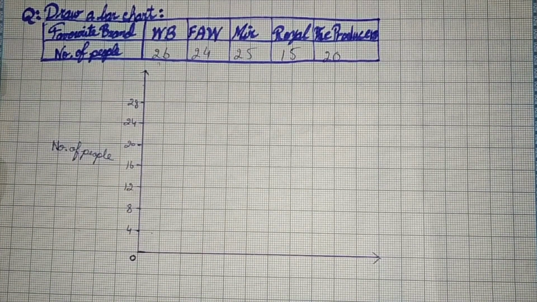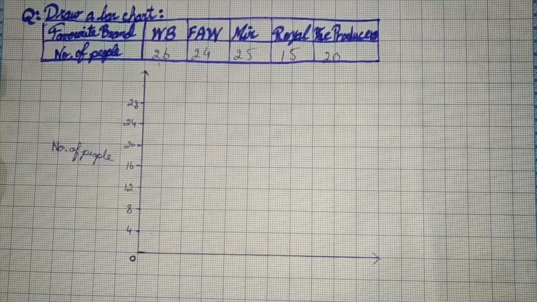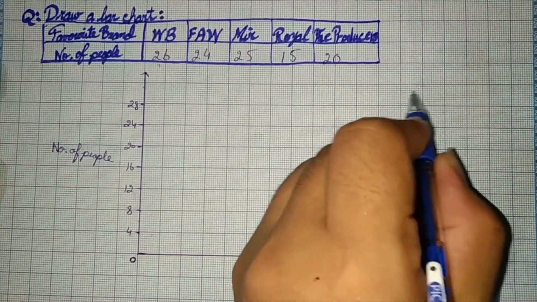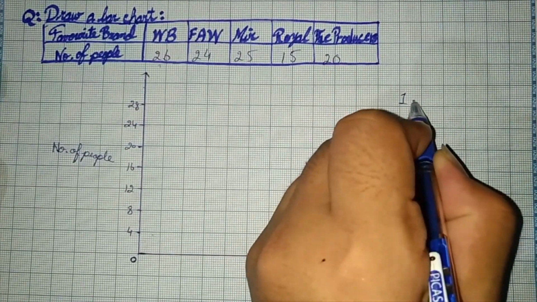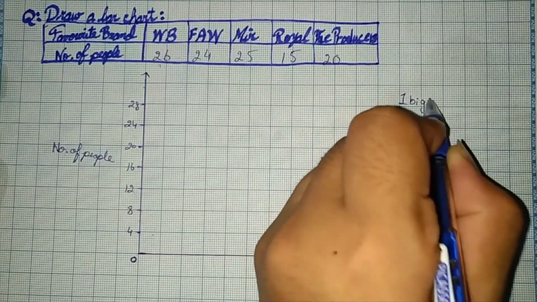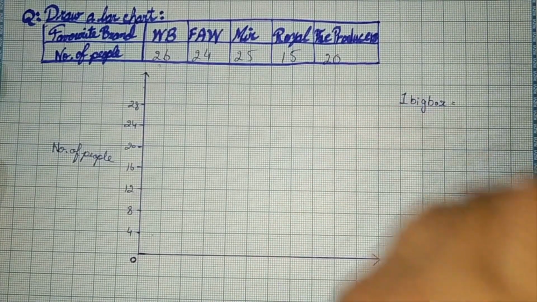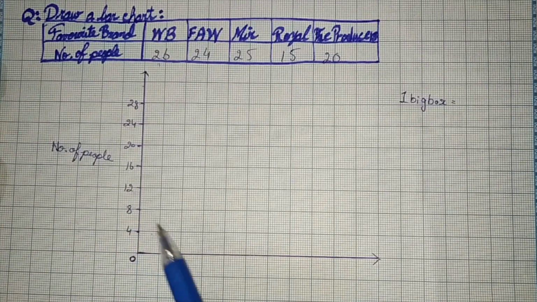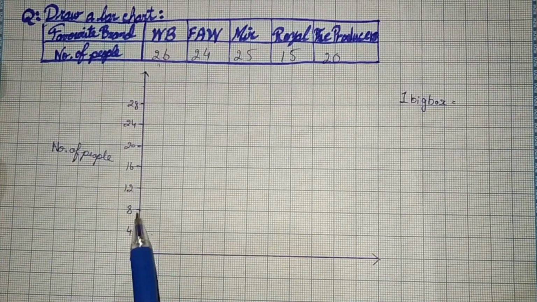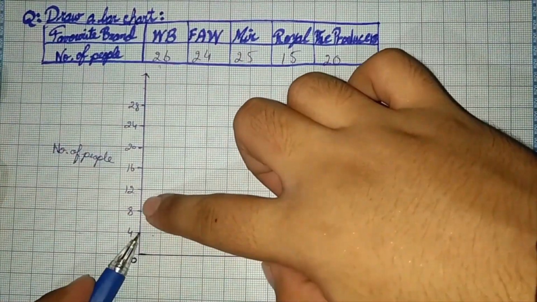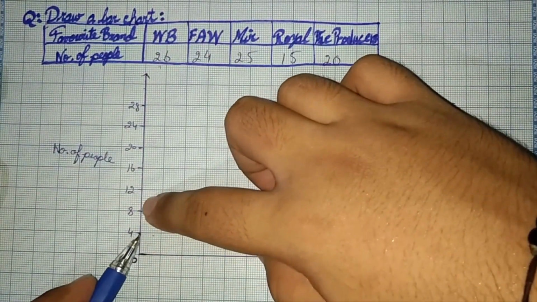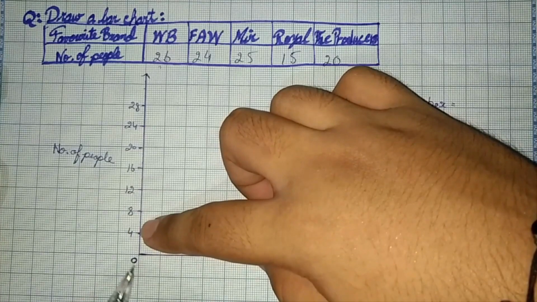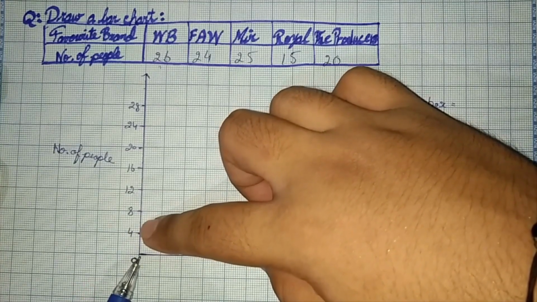So here we have scaled it. Here, what does this mean? This means that one big box is representing 4 people. If we have 8 and if we have 4, you can see that the difference between two borders of a box is 4. You can see from here that we have 0 and here we have 4, so there is a difference of 4.